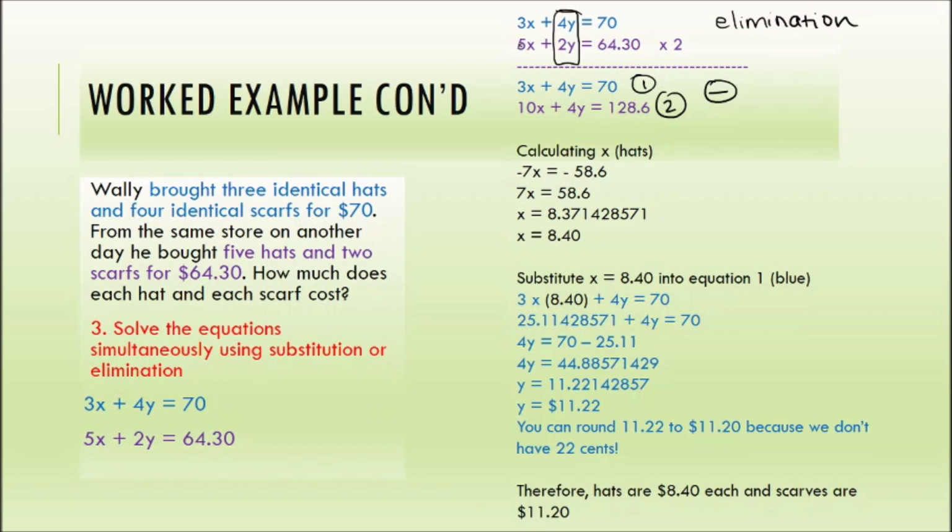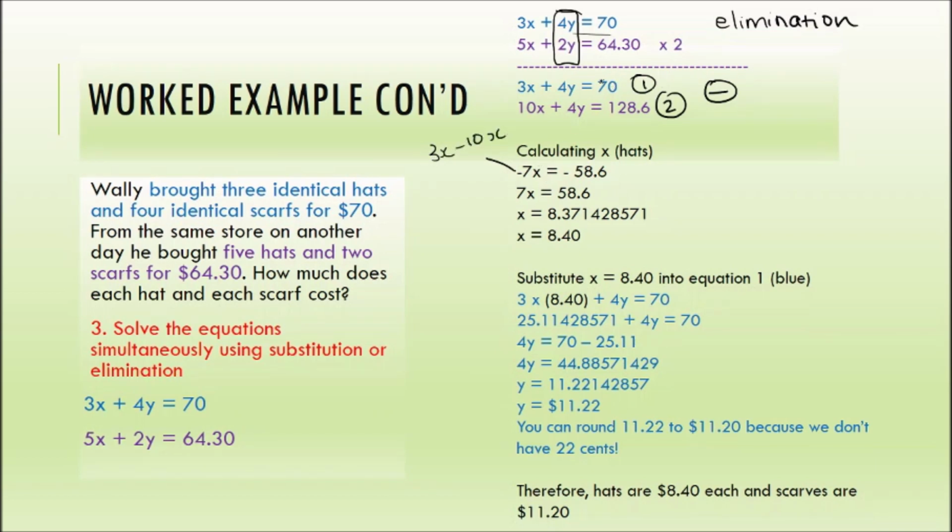If I wanted to cancel the x terms instead, I might have to times this whole row by 5 and this one by 3, so that they both equal 15 and I can subtract them. But I've just done y because 4 is easier. Now that I've subtracted them, 3x minus 10x gives me negative 7x.